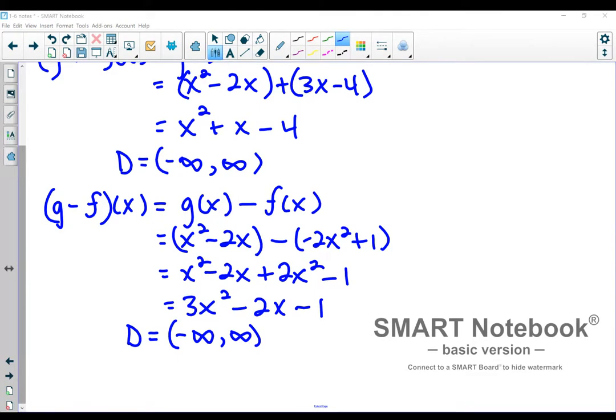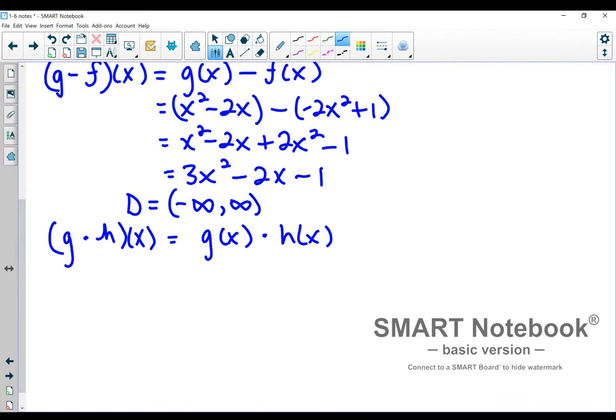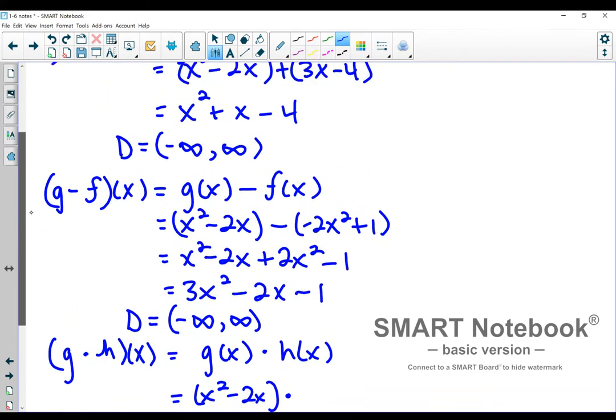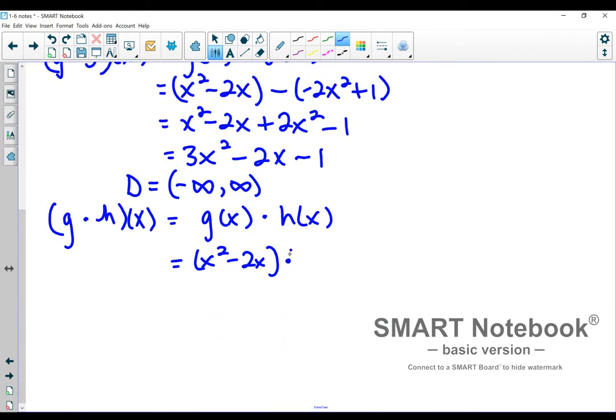So let's go ahead and pop up the screen and we'll make a little more room for the next one. Let's see, the next one was g times h of x, which means g of x times h of x. So let's see, g of x was the x squared minus 2x. I can see that right there. And then times, so now I need to go ahead and scroll up. Let's see, h of x, 3x minus 4.